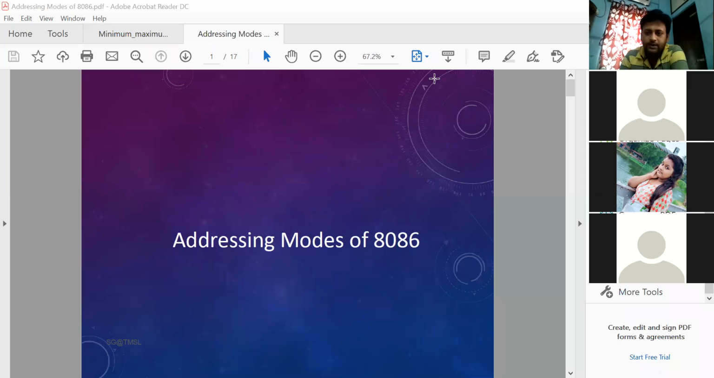Now, first of all, what is addressing? What does it mean, and why is it so important in the 8086 microprocessor? For every microprocessor, there are certain addressing modes. So first of all, what is addressing? Addressing means where the data is located, where it is situated.